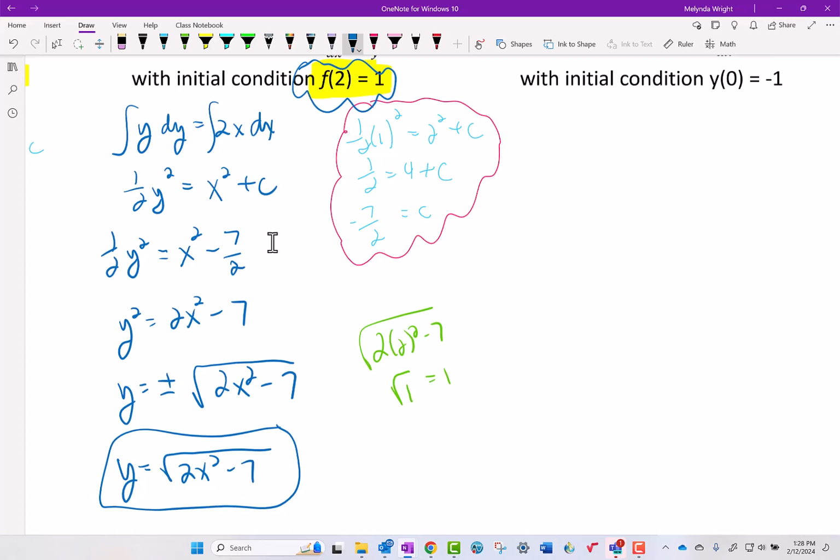Are we okay? Okay, so we know how to pick the proper one. It has to do with the initial condition. Always. I'll put a little star up here. This is all about the initial condition.